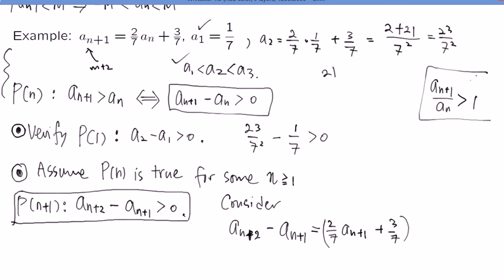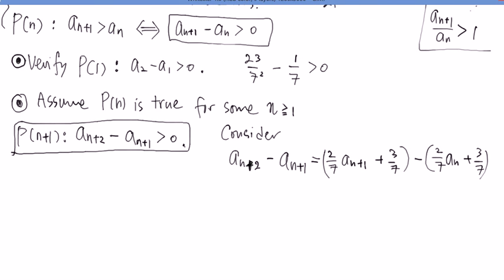Does that make sense? How about a(n plus 1) minus an? That's exactly what this one is: 2 over 7 an plus 3 over 7. That's what these two quantities are about. Make sense? So what is it? 3 over 7 cancels, and 2 over 7 is common. a(n plus 1) minus an, like that. So a(n plus 2) minus a(n plus 1) is 2/7 of a(n plus 1) minus an. Okay?